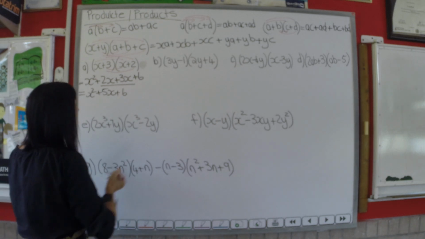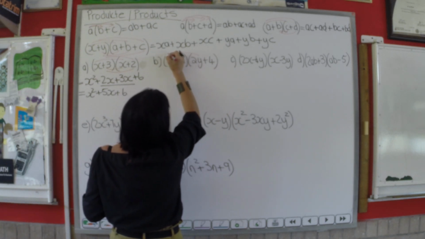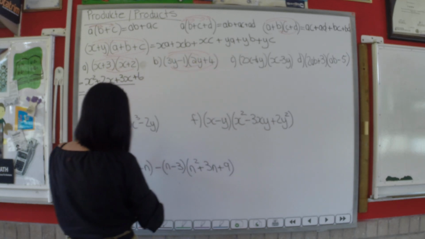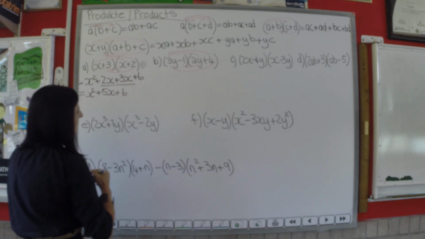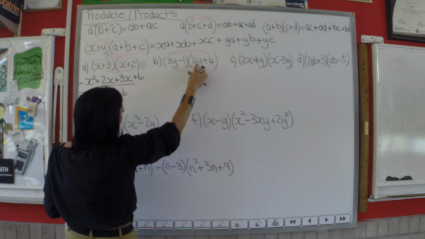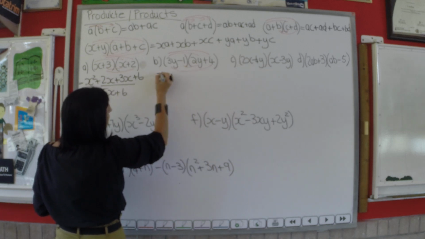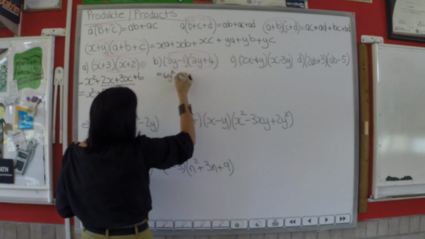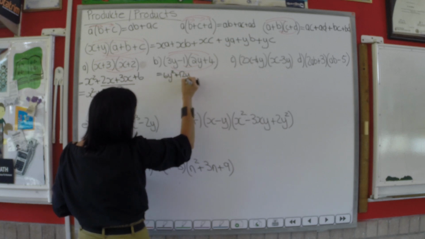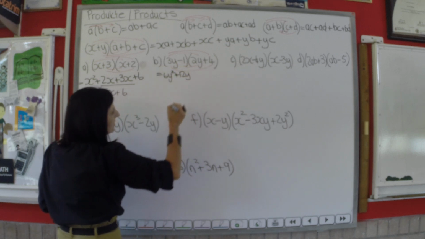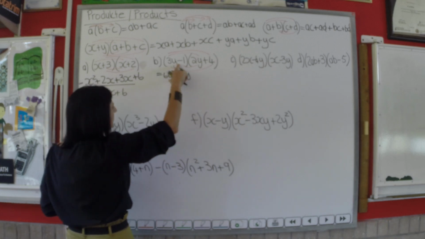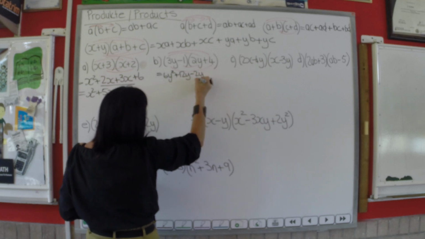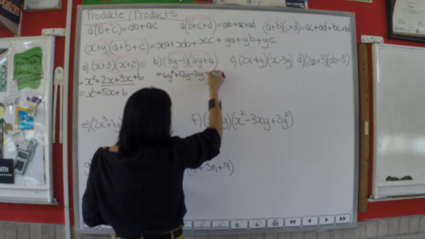Kom ons doen dieselfde hier. Eerstes, uiterstes, middelstes, laastes, my 1 mal metode, pyltjie metode, 3y maal 2y is gelyk aan 6y kwadraat. 3y maal plus 4 is plus 12y. Minus 1 maal 2y, remember to take the sign with, baie belangrik, vat jou teken saam. Minus 1 maal 2y is minus 2y. Minus 1 maal plus 4 is minus 4.